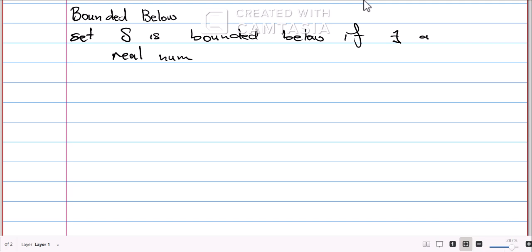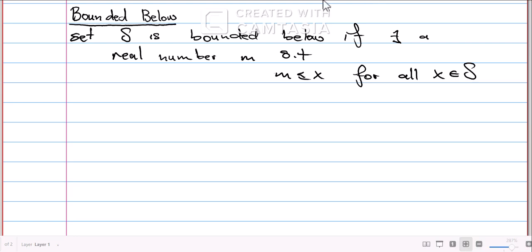So we say set S is bounded below if there exists, so this is the notation of there exists, a real number m, small letter m, such that m is less than or equal to x for all x element of S. Okay, so let's consider this example.